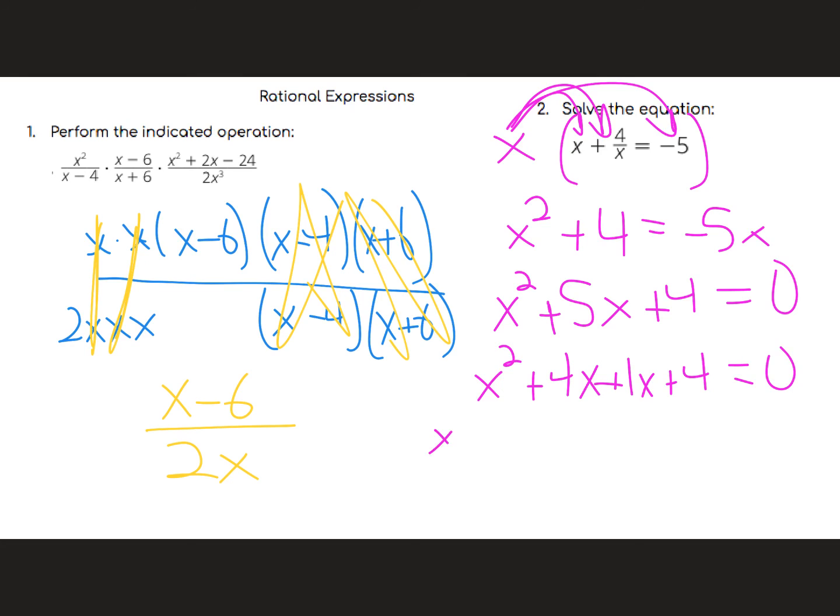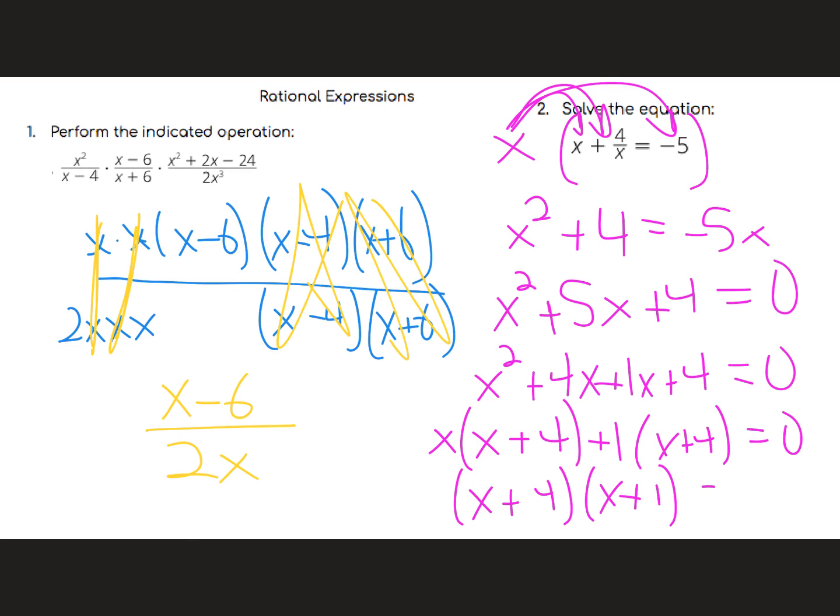Then I'm going to do the greatest common factor. And I'm going to wind up with x plus 4 and x plus 1. This is equal to 0. So I should write the equations x plus 4 equals 0. That's going to solve x is -4. X plus 1 is 0, so that's going to solve as -1. And those are your answers.